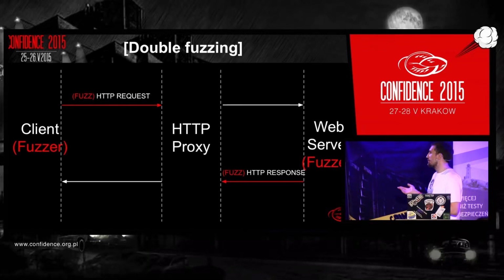So it allows us to perform all kinds of tasks on a single scheme. For example, we could fuzz the HTTP proxy from a client perspective and fuzz the HTTP proxy from an endpoint web server perspective.